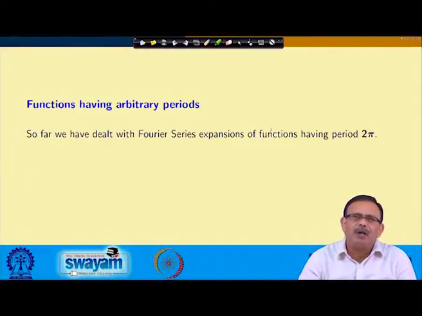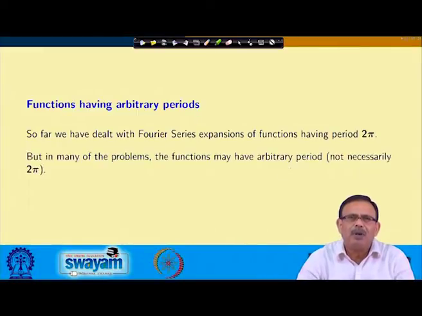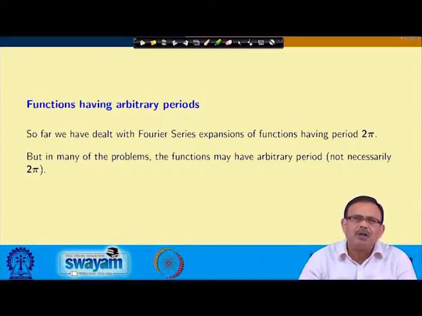So far what we have done? We have dealt with Fourier series expansion of functions where the period is 2 pi. But if it is of arbitrary period, what will happen? In many practical and engineering problems, we have found that the function may have arbitrary period, not necessarily twice pi.